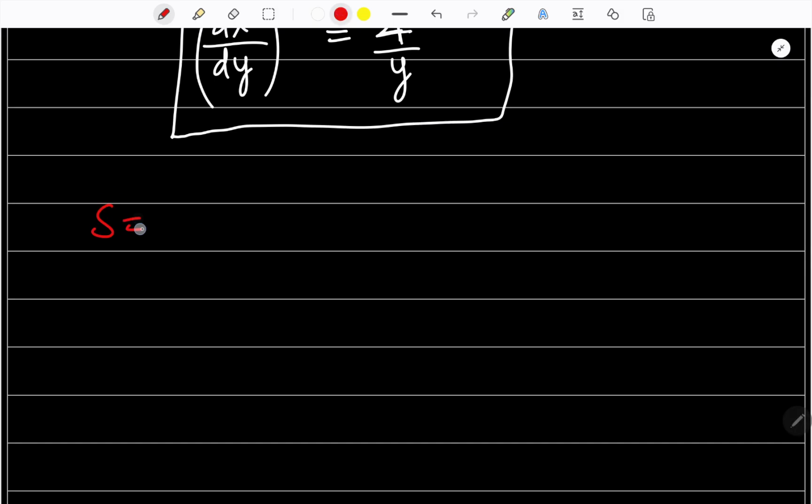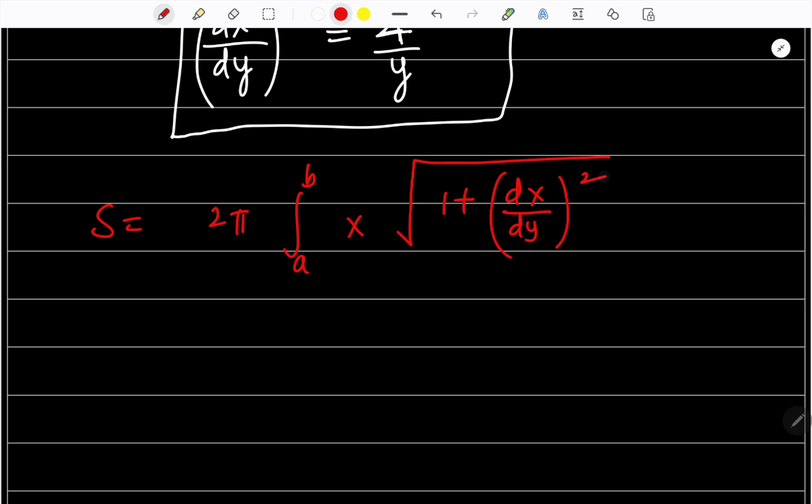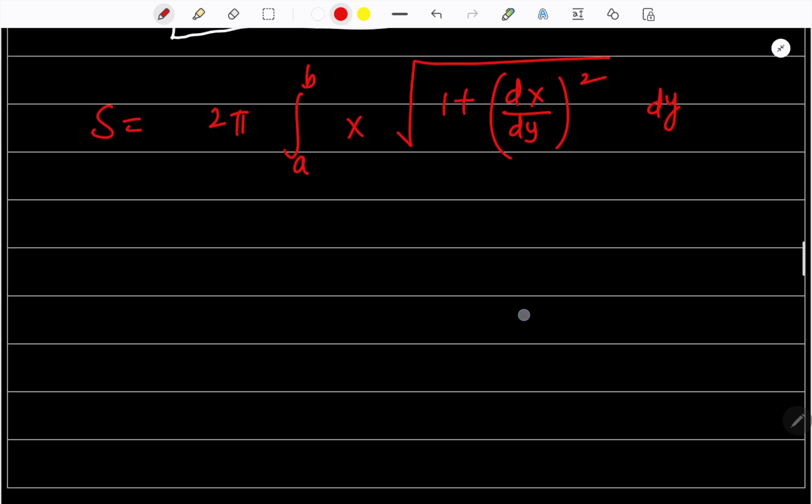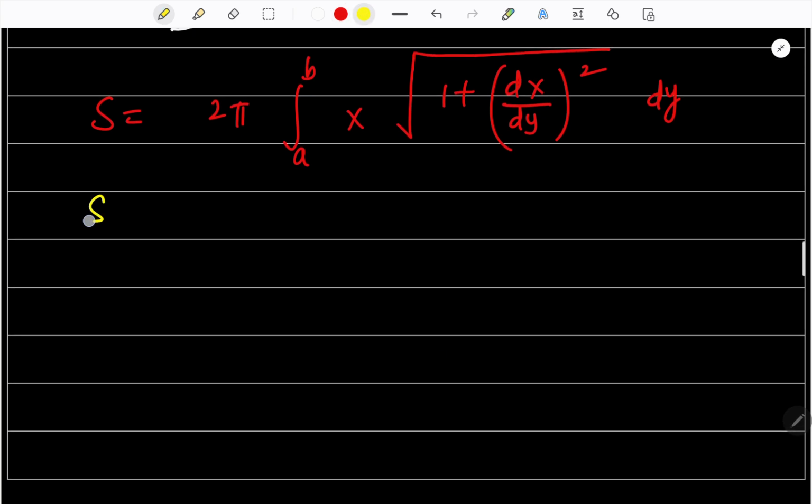So S is equal to, I will write the formula again. You need to memorize the formula. They will not give you the formula sheet. Keep in your mind: x times square root of 1 plus dx divided by dy, the whole square, into dy. It is not dx, it's dy. So S is equal to 2 pi integral a to b. You have to take the limits for y.